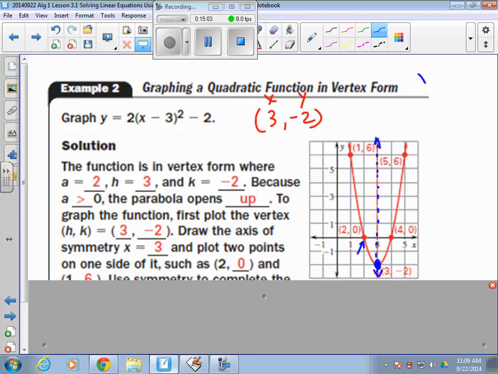When x's value is 2, you just plug it in. 2 minus 3 is negative 1. So you have 2 times negative 1 squared minus 2. Negative 1 squared is going to be 1. 2 times 1 is 2. And 2 minus 2 is 0. So your y value is going to be 0 when your x value is 2. And we can see that point right there, (2, 0). That's sliding over one spot to the left.